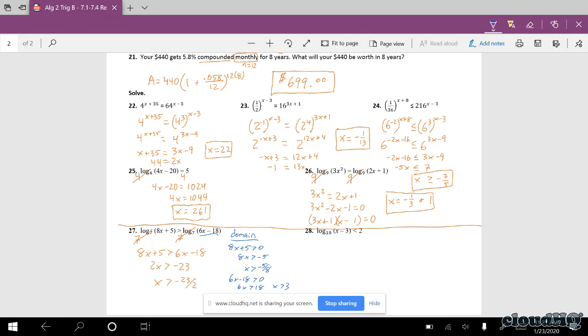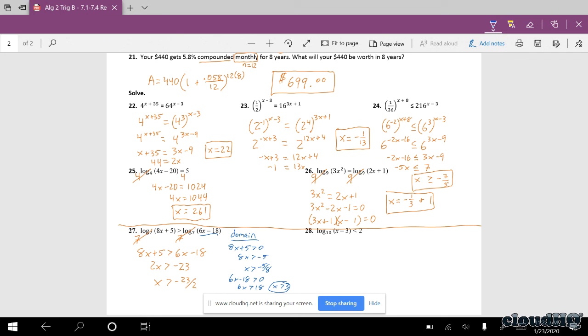We have 2 different domain pieces, and both of them have to be true. So in order for both of them to be true, the numbers have to be greater than 3. If they're greater than negative 5/8, they might not be greater than 3. Well, both of them have to work, and this second one is more restrictive. So there's my domain piece. Only the numbers larger than 3 work in the domain.